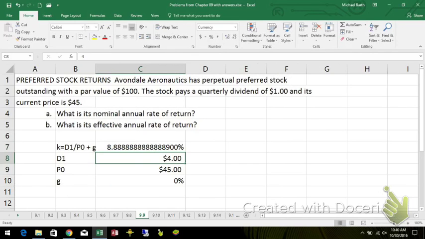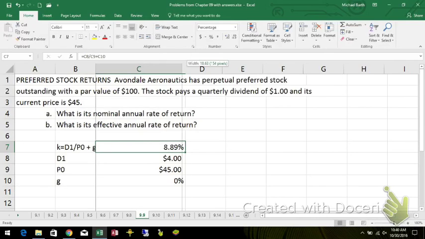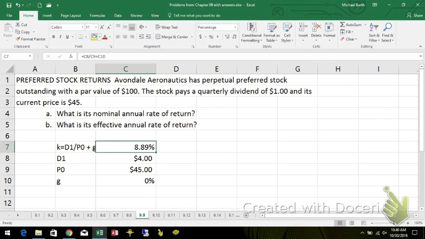Again, I just go through the mechanics on this to keep it consistent with the other model that we use, but it's annual dividend over current price, and that's how you get the rate of return for preferred stock. Now, the nominal annual return, that's simply, essentially, the rate of return on a quarterly basis. This is an annual number.